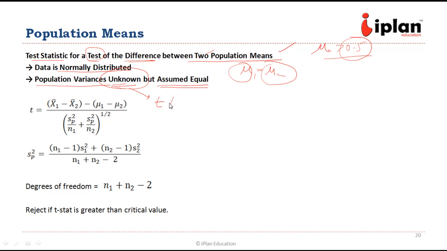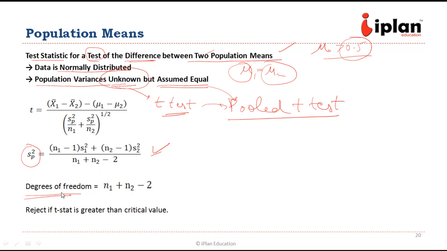Since they are unknown, we are conducting a t-test, and the data is already given as normally distributed. But the variances are assumed to be equal. So for this case, we are conducting a specific t-test which is called the pooled t-test, which is a variant of the t-test. Here we are calculating the pooled variance of the sample. This is the formula where n1 and n2 are the sizes of both the samples.